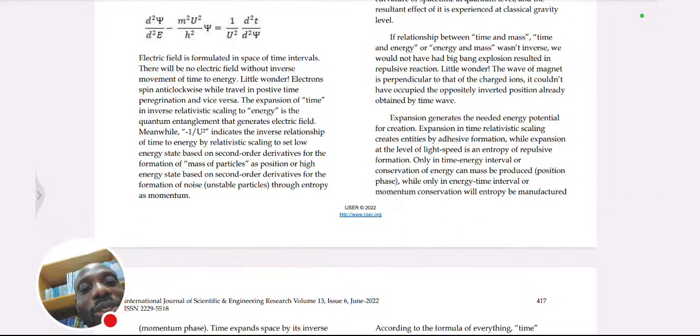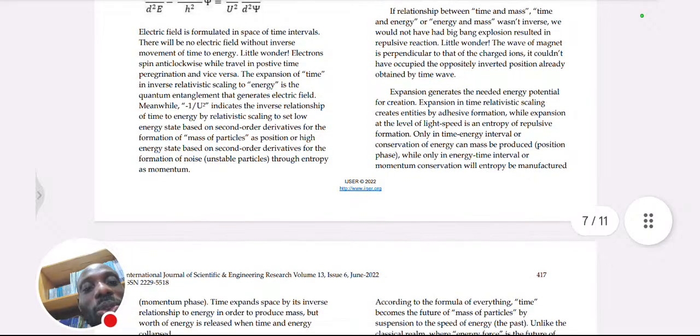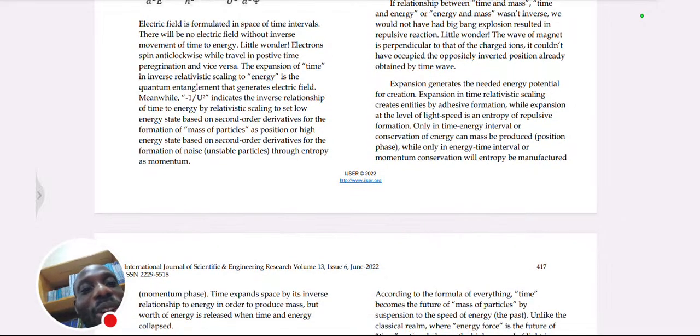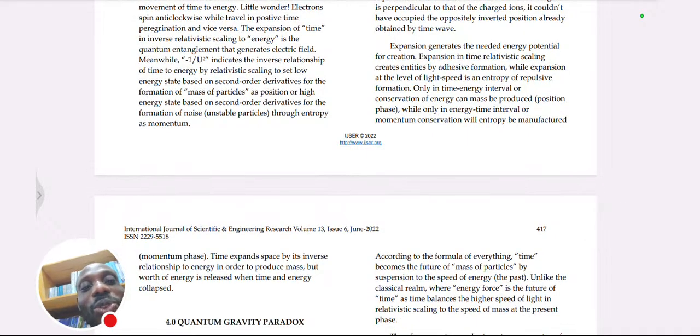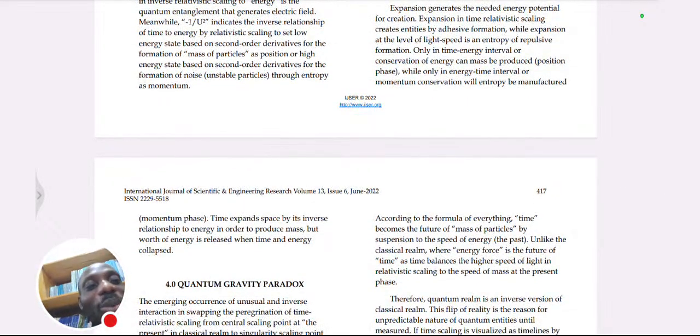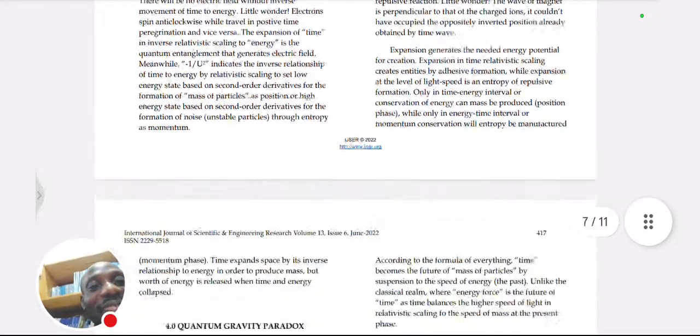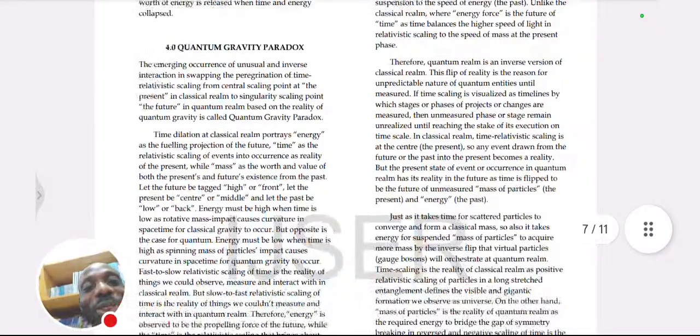Meanwhile, minus 1 over 2 squared indicates the inverse relationship of time to energy by relativistic scaling to set a low energy state based on second order derivative for the formation of mass particles as position, or a high energy state based on second order derivatives for the formation of noise unstable particles through entropy as momentum. So that is that. Then another thing I want to quickly read for you is this place, quantum gravity paradox.